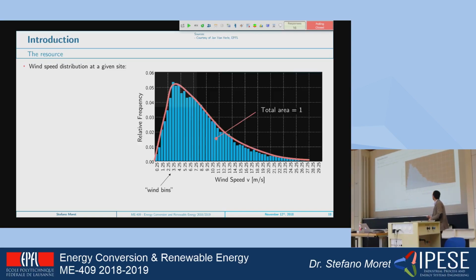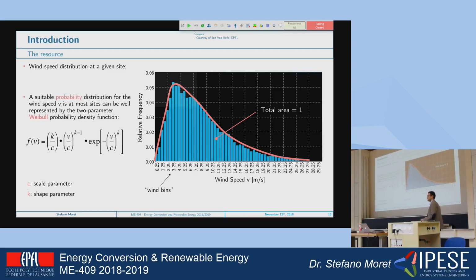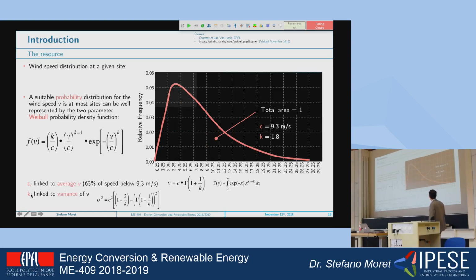So here, if you try to interpolate this distribution, where the integral below the area will be equal to 1, what you will obtain is that you can approximate the distribution of wind at a given location with what is called the Weibull distribution. The Weibull distribution has a relatively complex formulation, but it has only two parameters, which are C and K. In this case, for this particular distribution, C and K would be 9.3 and 1.8.